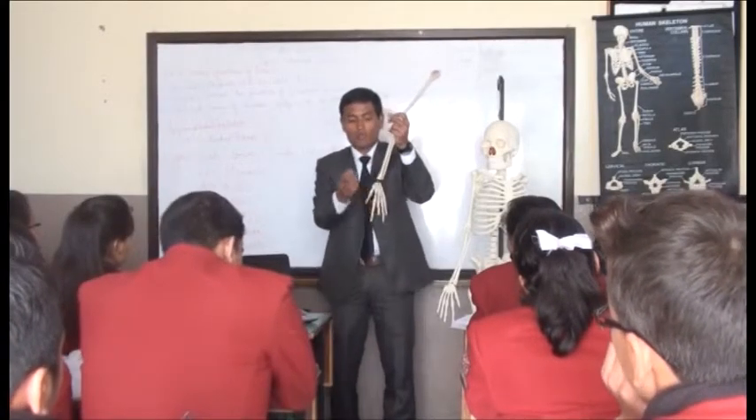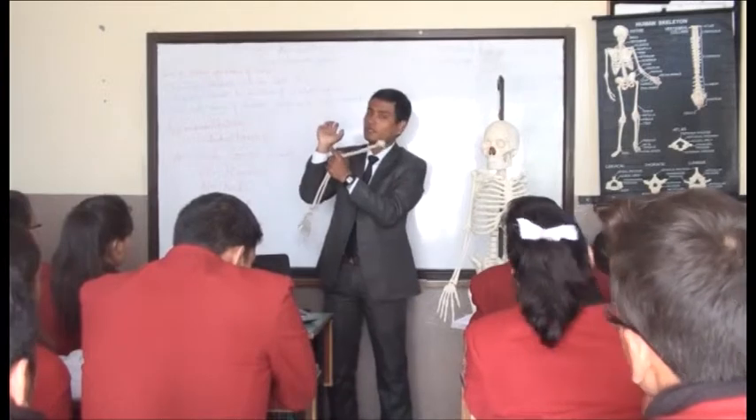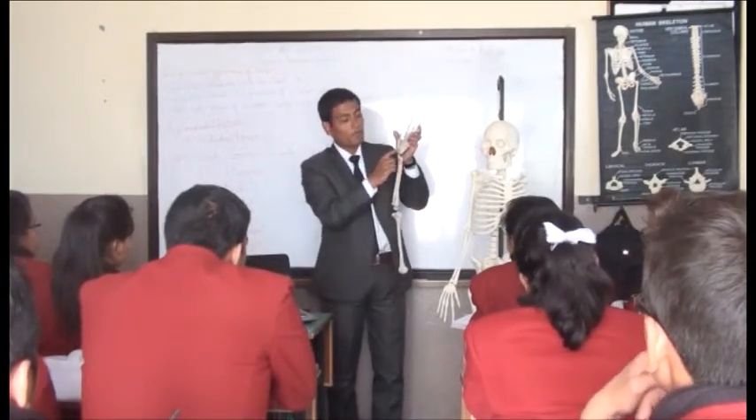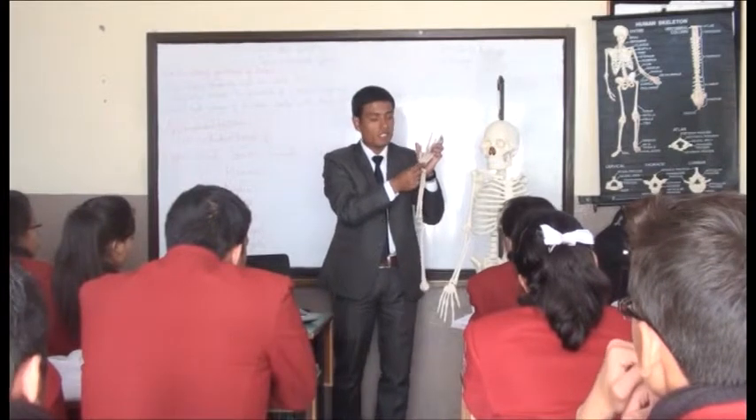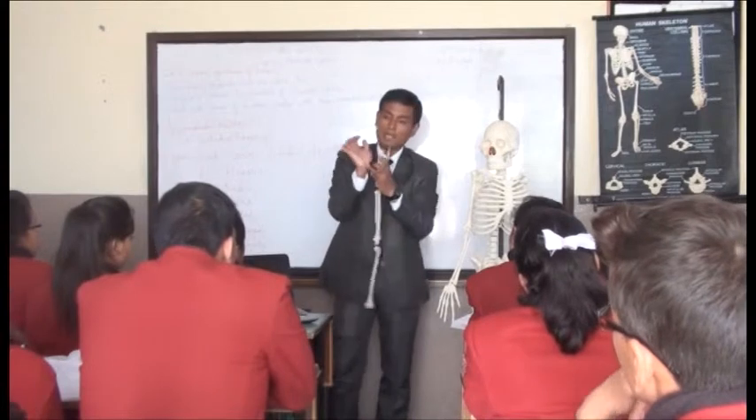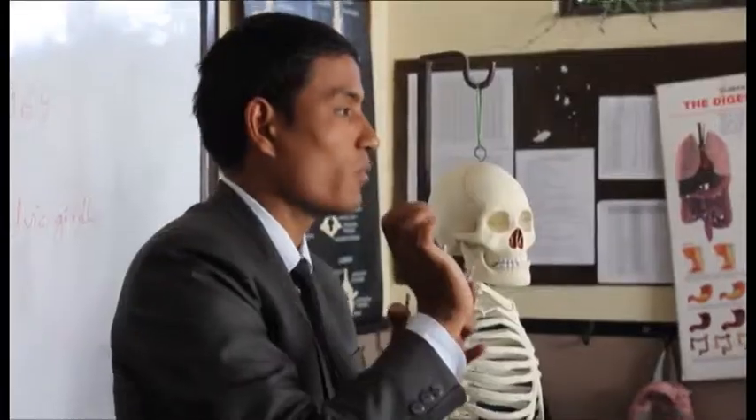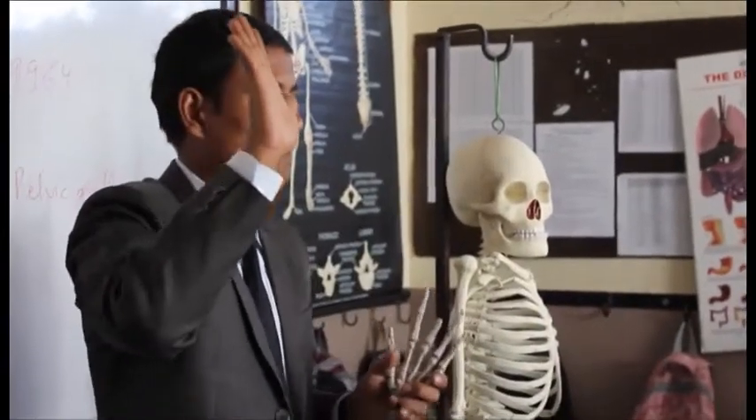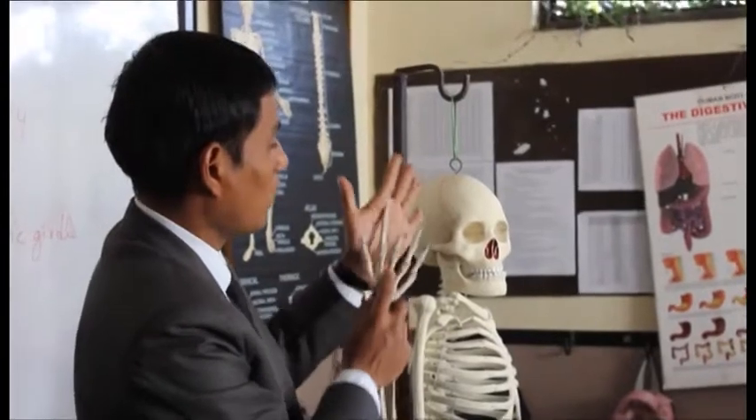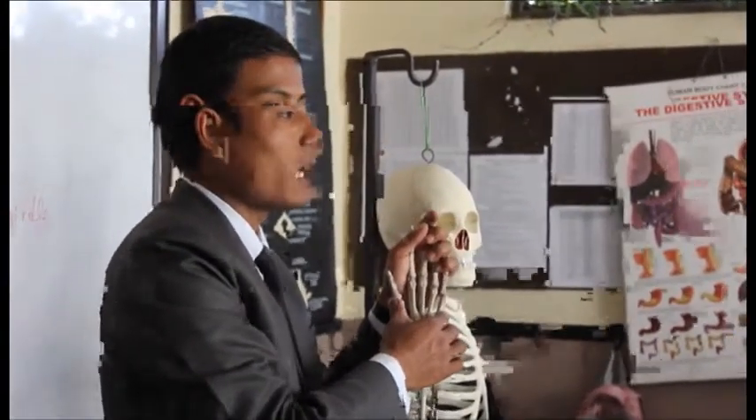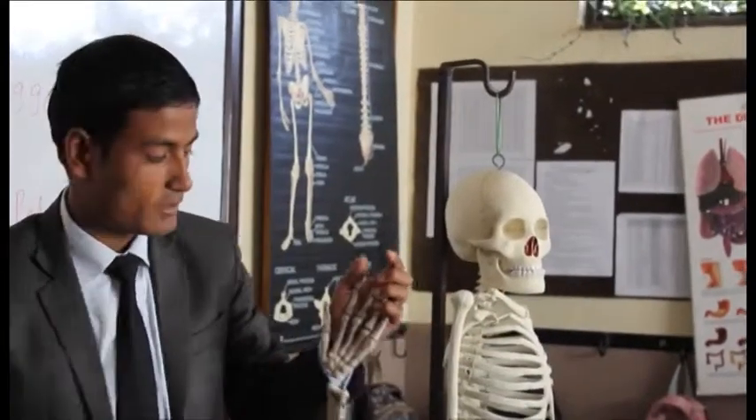Now go to the wrist. Your wrist has eight small pieces of bone joined together. These are called carpals. Feel your wrist. There are eight small pieces of bones called carpals. Now as we go below, we have our palm. The palm supplies five bones to the fingers, one for each finger. They are called metacarpals.